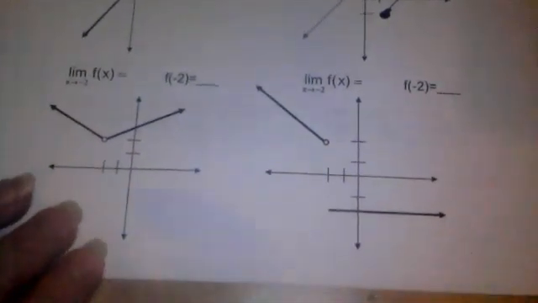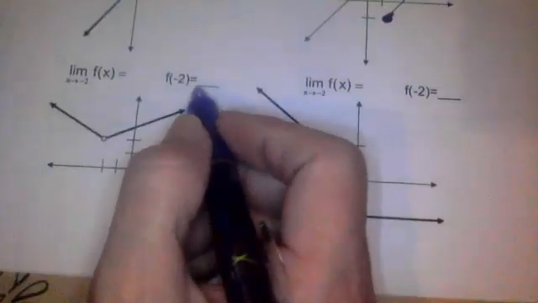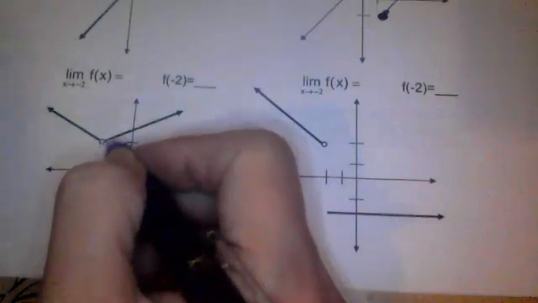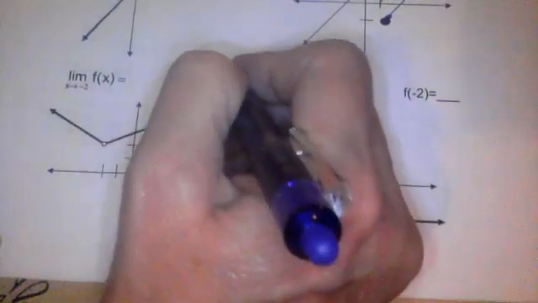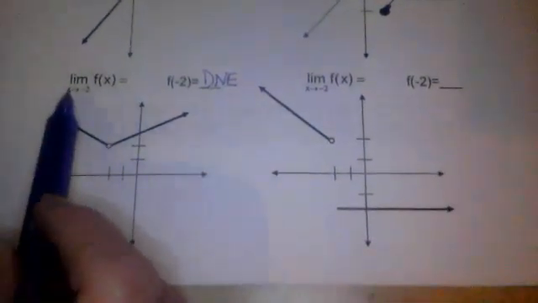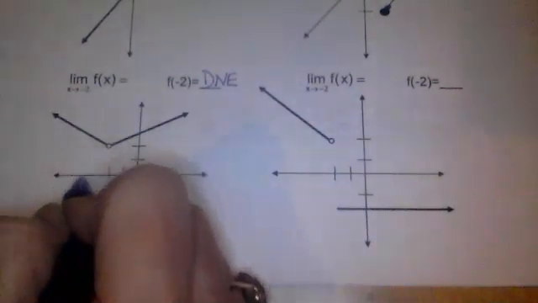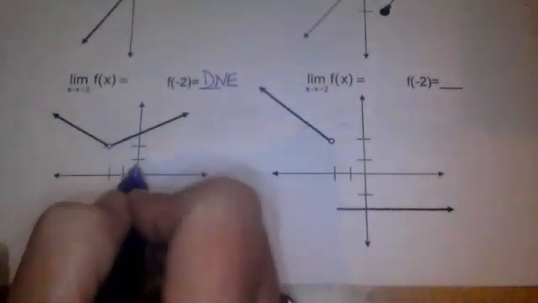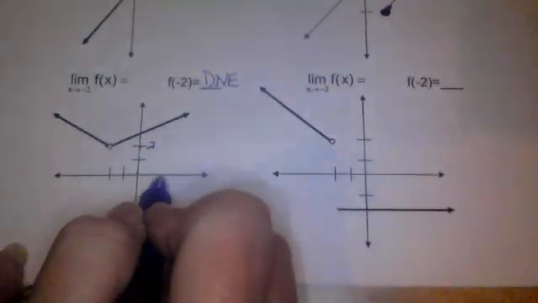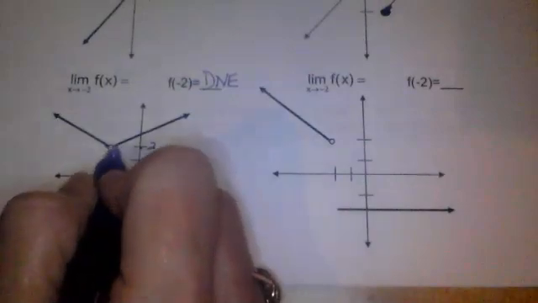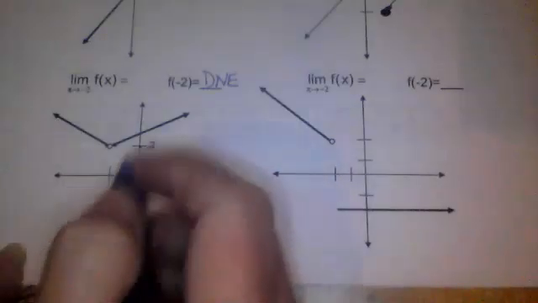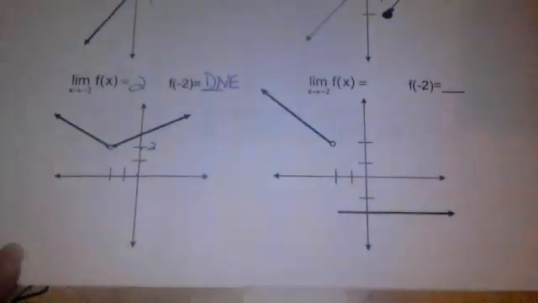All right, let's take a look at the next one. Our output value at -2. So if I go to -2, open circle, the output value does not exist. But the limit at -2, okay, so if I come in from the left towards -2, it looks like I'm going up here really close to +2. If I come in from the right-hand side, also approaching +2. So the limit from the left and the right are the same. My limit is +2.